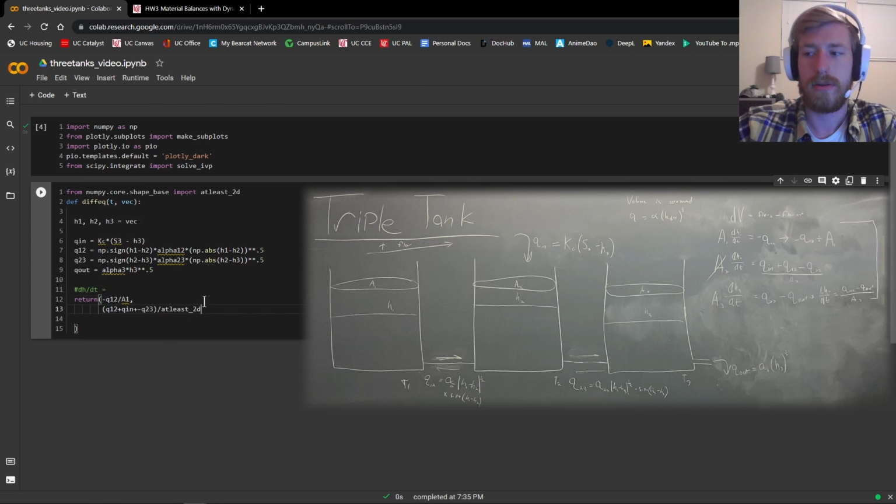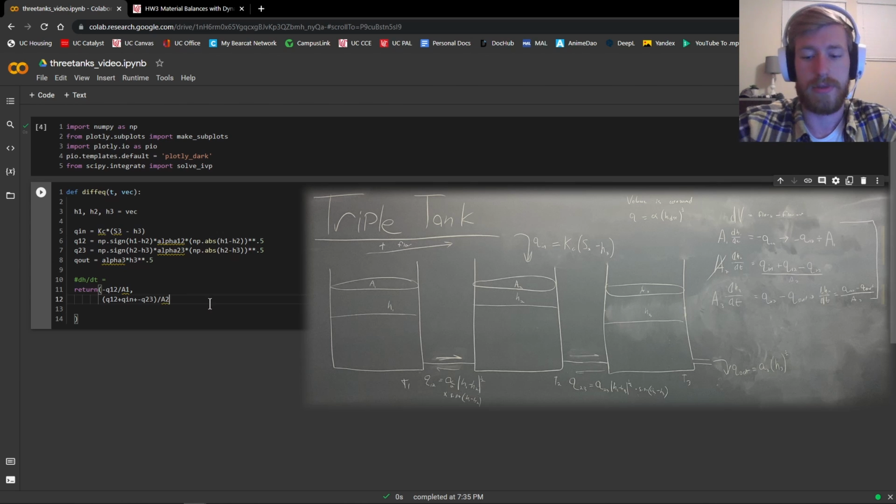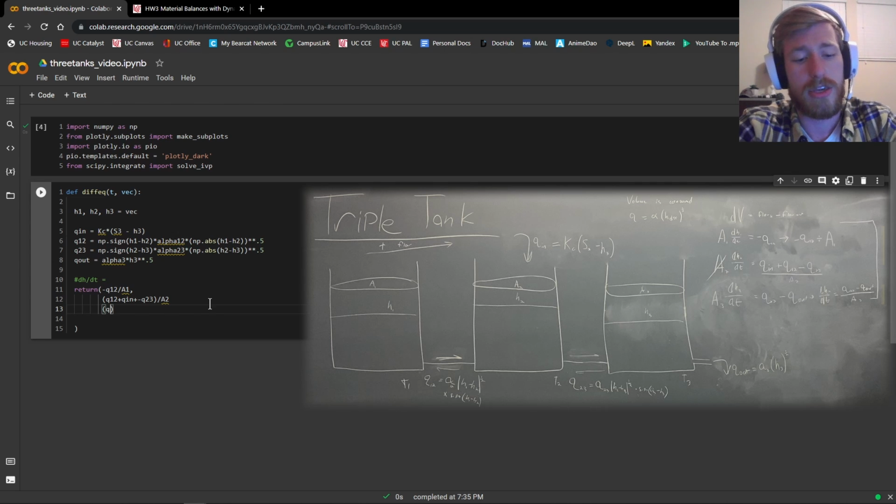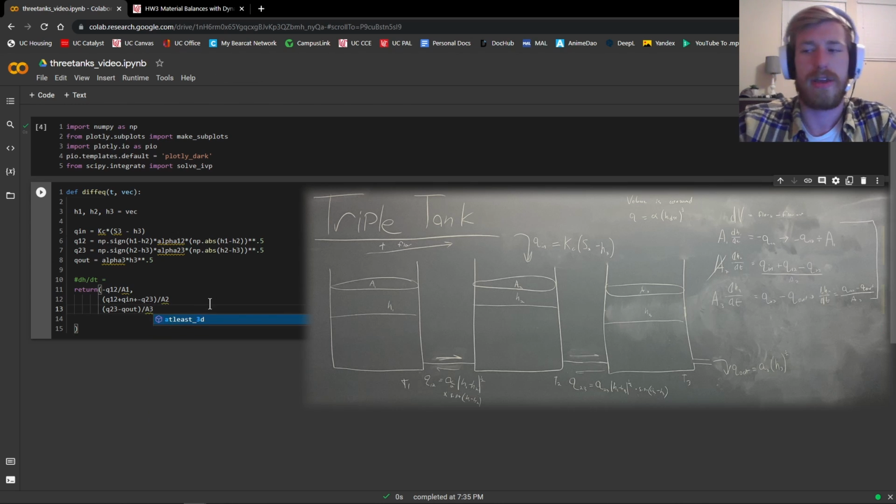And finally, I don't know what that just did, but I don't like it. There we go. Finally, our change in height in tank 3 is going to be equal to the flow in and out of tank 3 divided by the cross-sectional area of tank 3. So the flow in and out of tank 3 is going to be Q23, flow from tank 2 into tank 3, minus Q out, which is the flow out of tank 3 into the surrounding environment, which has a height of 0, which is why we'll never have to worry about the sign going backwards. Finally, dividing that by A3.